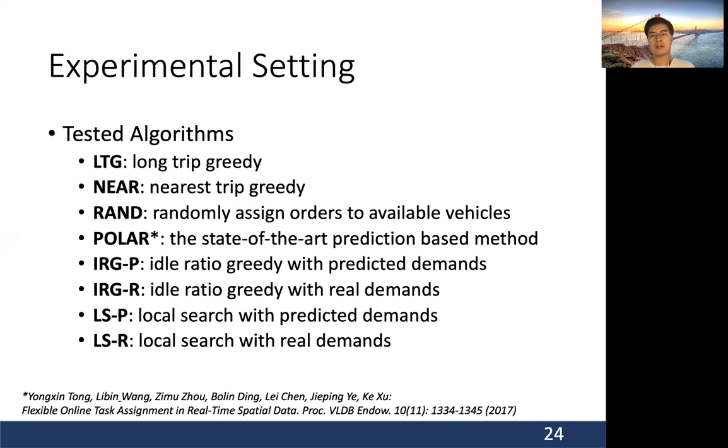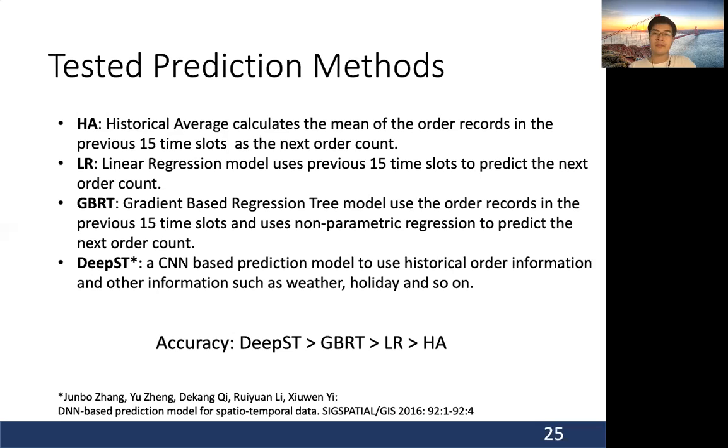We test our IRG and LS approaches and compare them with four baseline algorithms. LTG and NEAR are two greedy-based approaches. RAND will randomly assign orders to their available drivers. QLAR is a state-of-the-art prediction-based method. We tested four different prediction methods, including historical average, linear regression, GBRT, and DeepST. We found that DeepST is more accurate than GBRT, than LR, than HA.